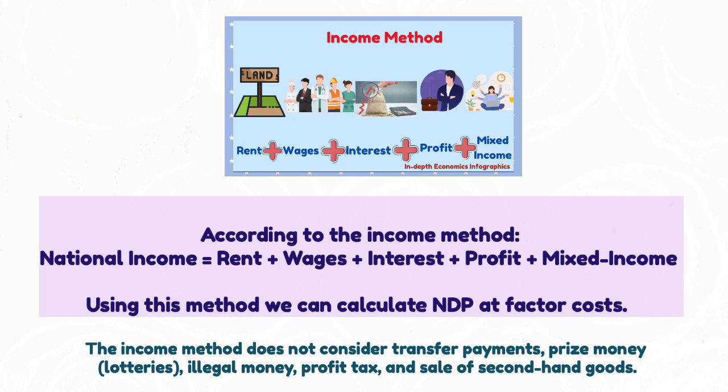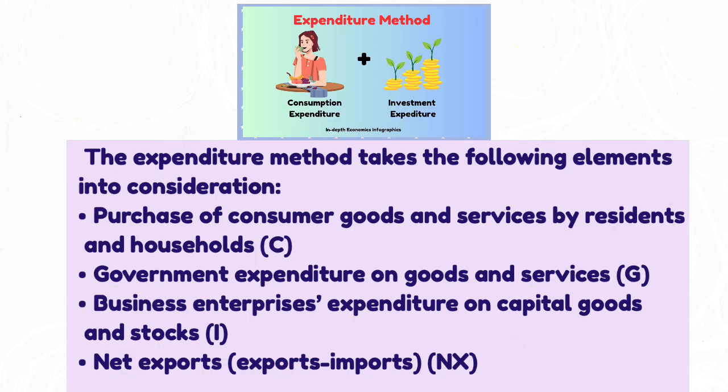The income method, however, does not consider transfer payments, prize money like lotteries, illegal money, profit taxes, and sale of second-hand goods. Now we come to the third method, the expenditure method.